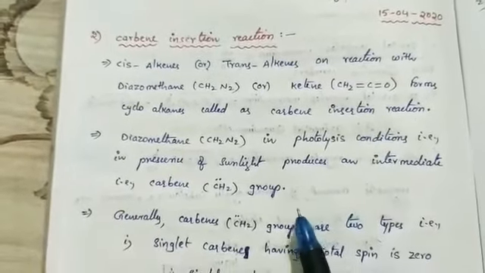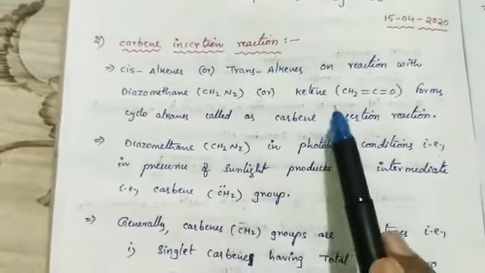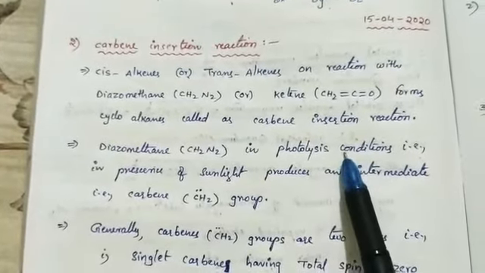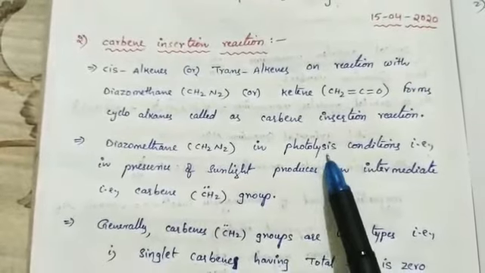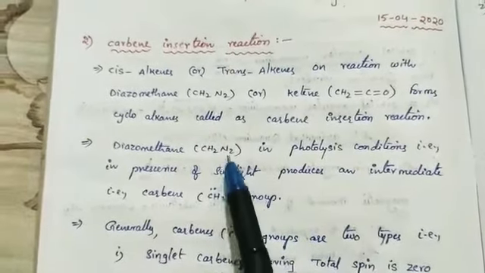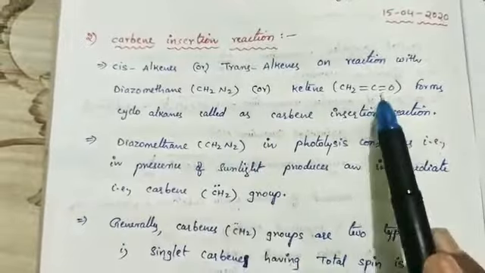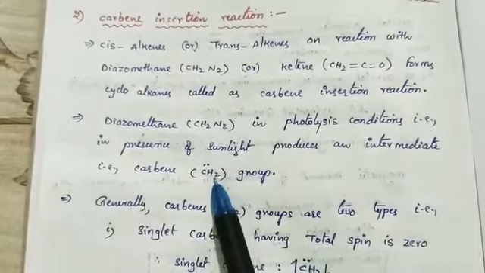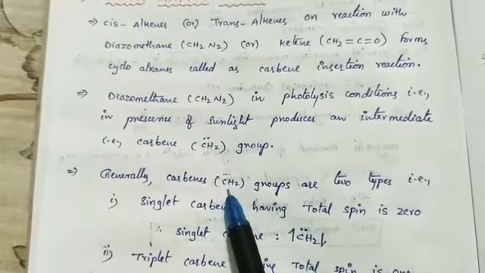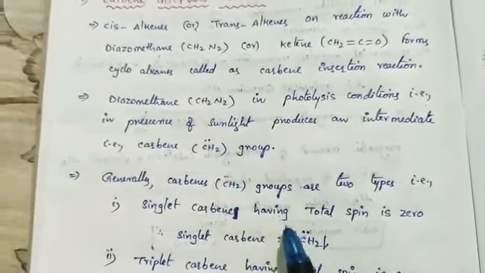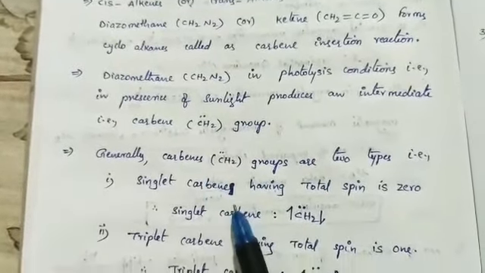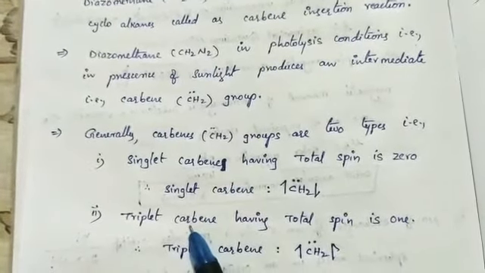carbene insertion reactions. Diazomethane and ketene are very unstable compounds. Upon exposure to sunlight, that is photolytic conditions, they liberate nitrogen gas and carbon monoxide gas and produce an intermediate carbene, CH2. The carbene CH2 contains 2 electrons, and based on the spin of the 2 electrons, the carbene intermediates are classified into two types. One is singlet carbene, the other is triplet carbene.